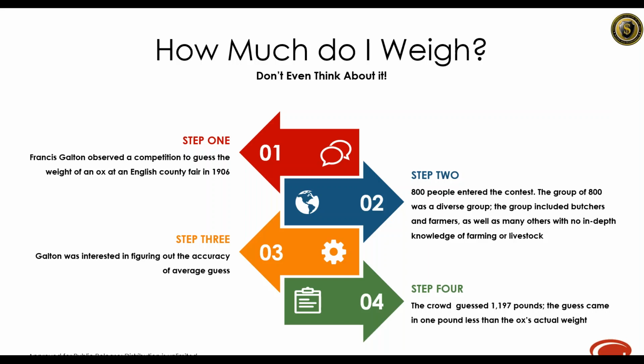So he got the statistics afterward to see how close the average was. And the crowd guess was within 1 pound of the actual weight, 1,197 pounds. That is 1 pound less than the actual weight. I've tried this experiment out in a couple of different settings, guessing the number of pieces of candy in a jar, that kind of thing. I've done that a couple of times to see what the results were.